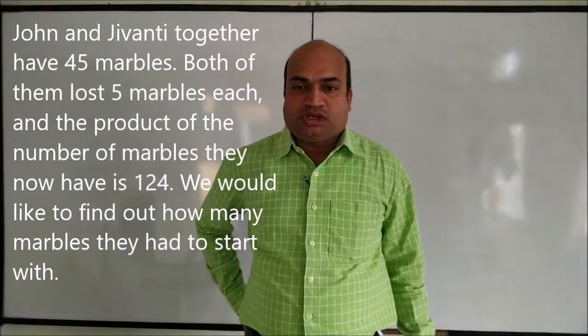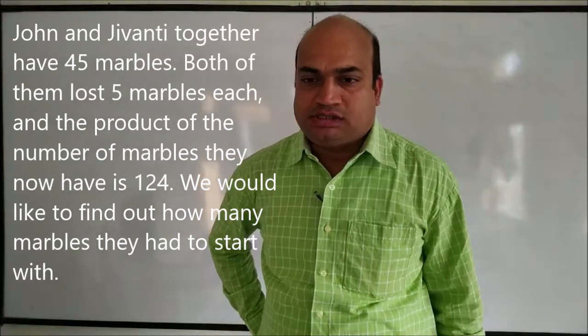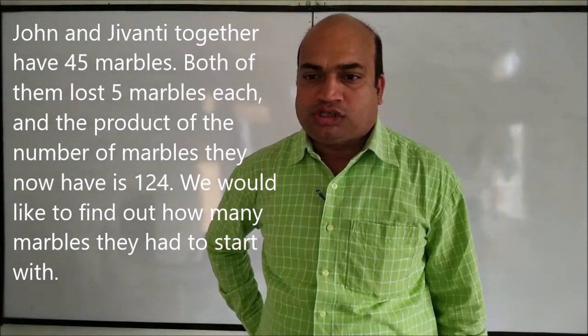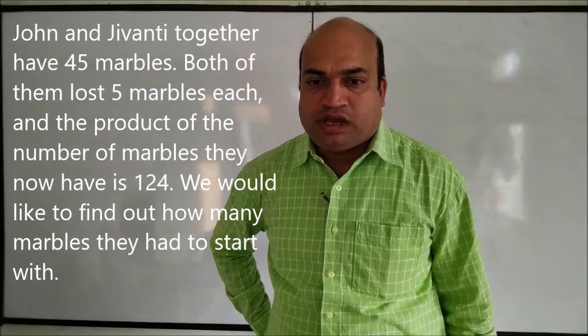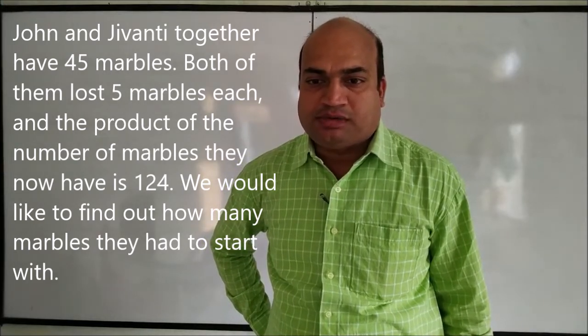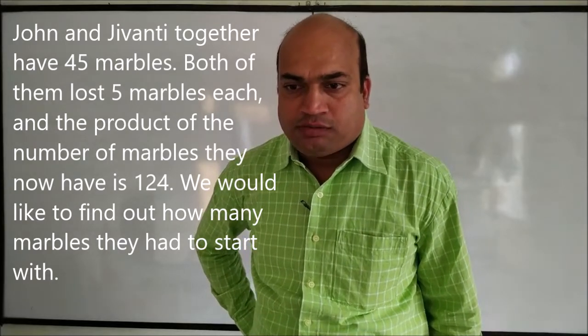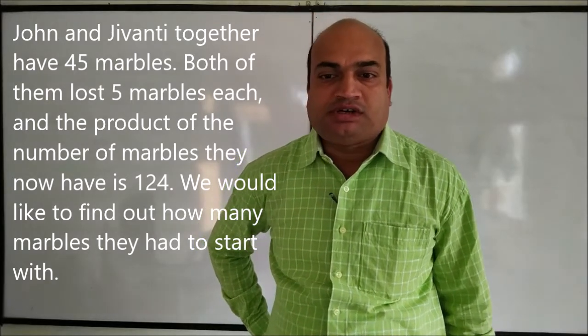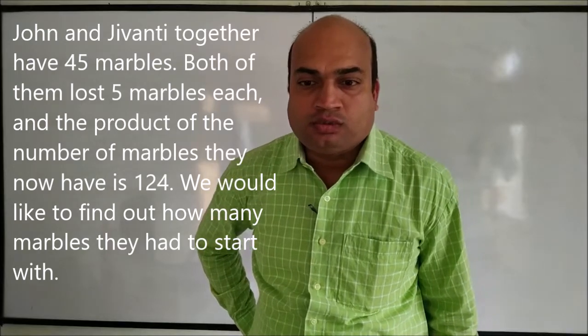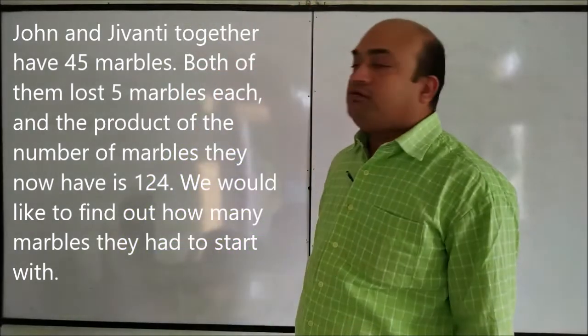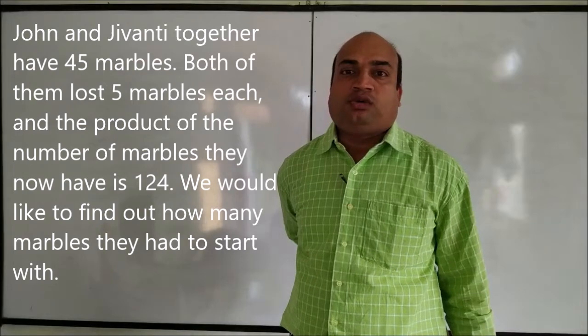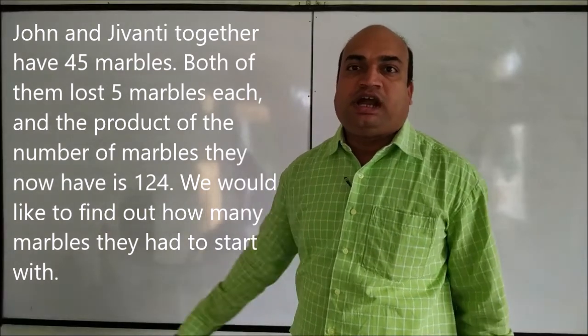John and Jivanti together have 45 marbles. Both of them lost 5 marbles each, and the product of the number of marbles they have now is 124. We would like to find how many marbles they had to start with. We will consider John has X number of marbles and Jivanti has Y number of marbles.